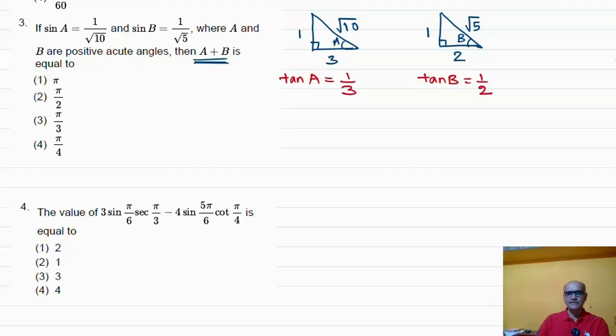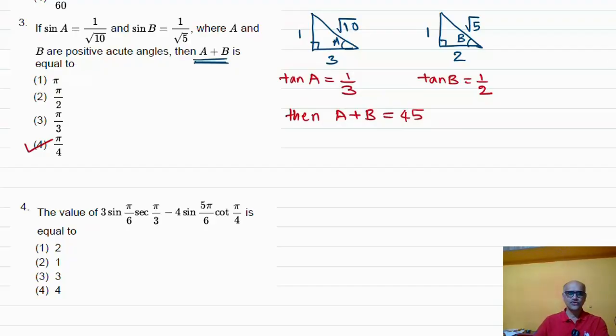If the two values of tan are 1 by 2 and 1 by 3, then always A plus B is 45. So the answer is pi by 4, that is the fourth one. Clear? Again further we have a problem where I will give you another hint.